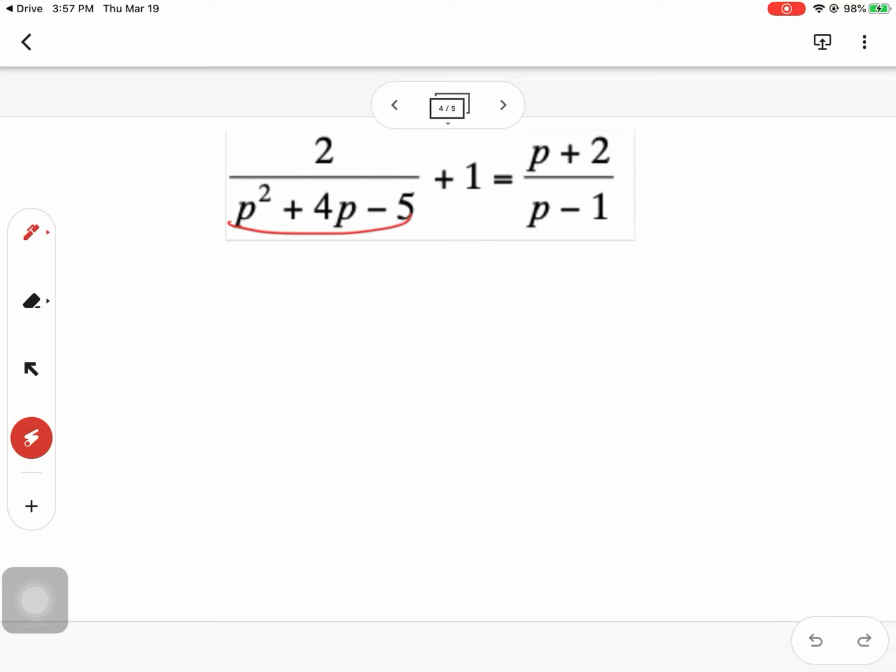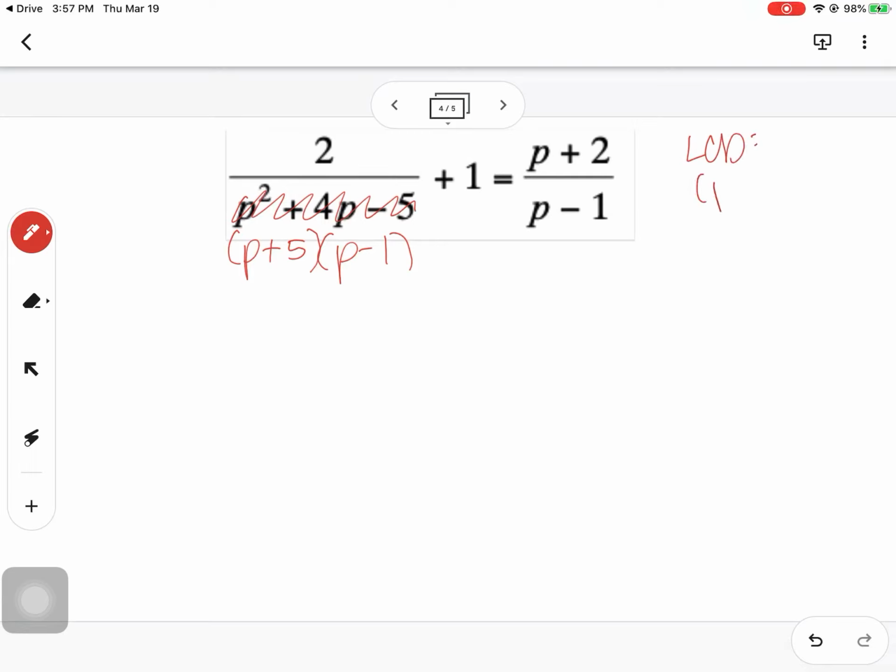For one that looks like this, it is going to be beneficial for us to factor any denominator that we can factor to more easily find our LCD. If you factor this one, you should get p plus 5 and p minus 1. So I'm going to just cross that out because I don't need that right now. What that tells me for my LCD is I need both the p plus 5 and the p minus 1, but this one already has a p minus 1, so I don't need an extra factor.